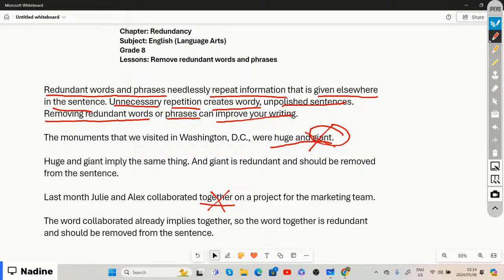And we said that collaborated and together are one thing, and that is why together is redundant and should be removed from the sentence. The word collaborated already implies that we are working together, so the word together is redundant and we remove it. Remember, we remove certain words if a word is already used, or it's already repeated.